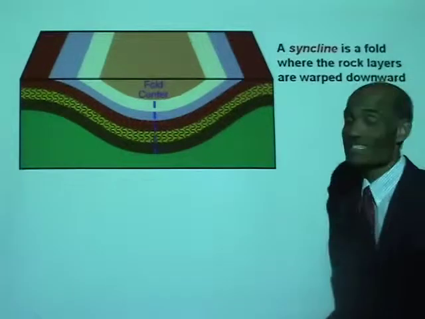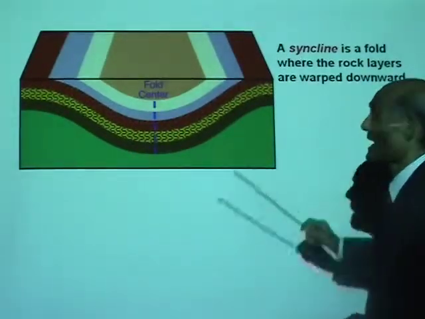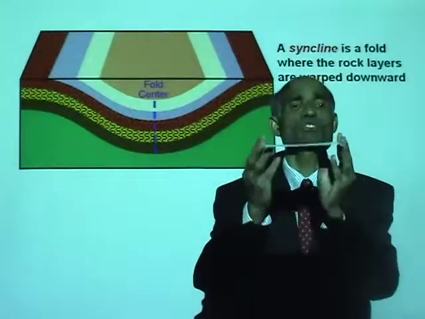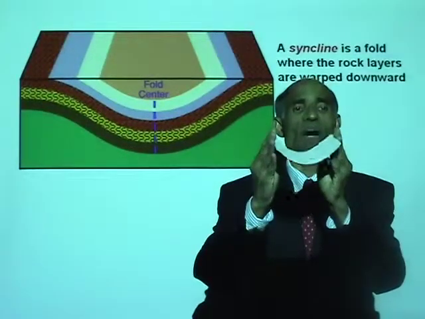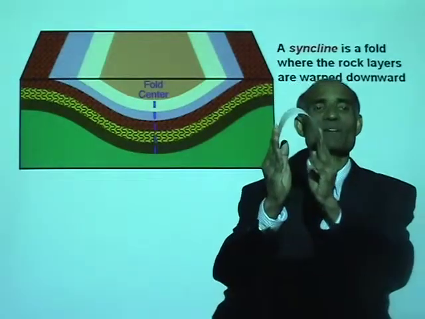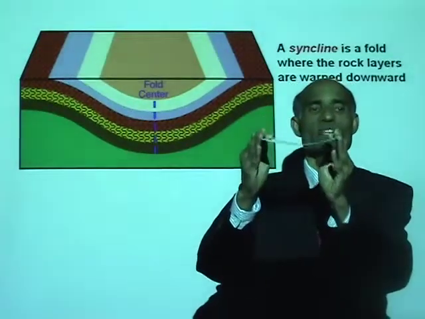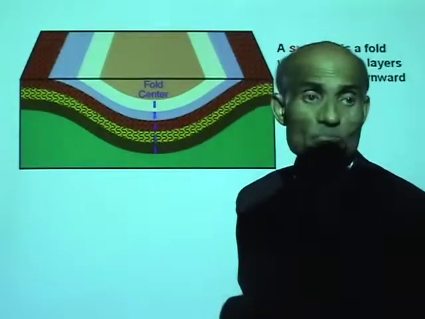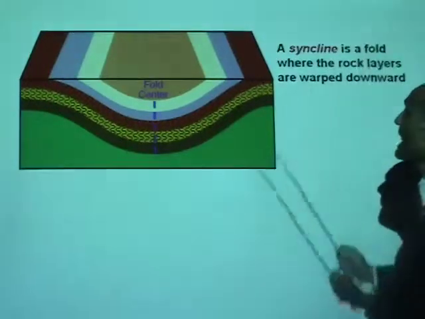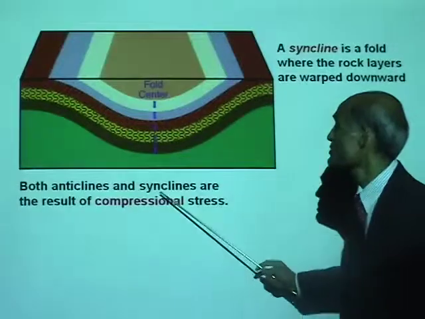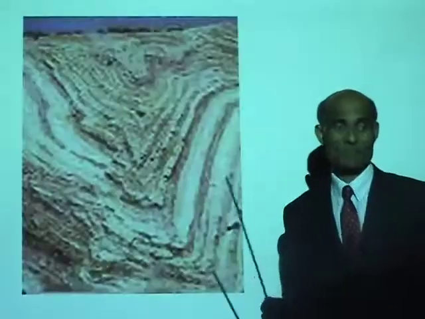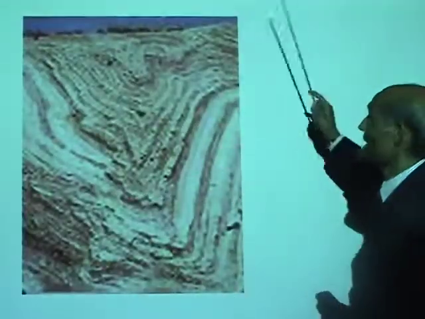The third type of folding is called the syncline. Syncline is the opposite of anticline. The stresses, the forces that are applied, bend it downward. The anticline produces the upward bend. Syncline produces the downward bend. So syncline is a fold where the rock layers were wrapped downward. Both anticlines and synclines are the result of compressional stress. Now here is an example of a syncline.